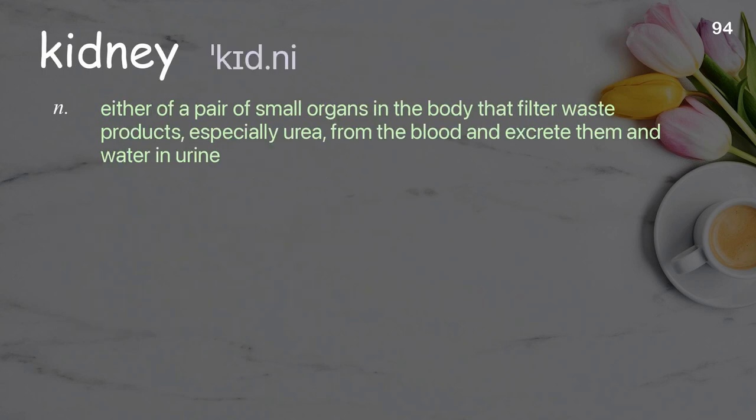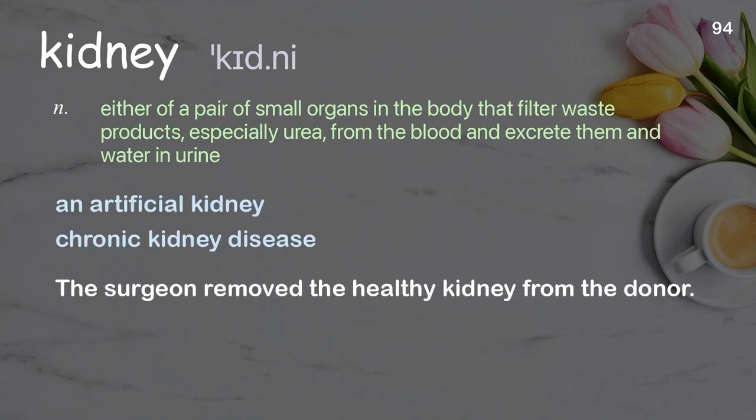Kidney. Either of a pair of small organs in the body that filter waste products, especially urea, from the blood and excrete them and water in urine. Examples. An artificial kidney. Chronic kidney disease. The surgeon removed the healthy kidney from the donor.